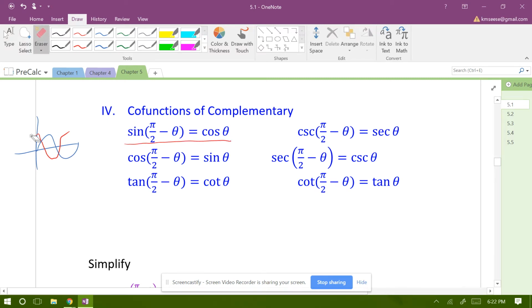It's the identity that sine of pi halves minus theta is equivalent to cosine of theta. Cosine of pi halves minus theta is equal to sine of theta. Tangent of pi halves minus theta is cotangent of theta. Secant of pi halves minus theta is cosecant of theta. And cotangent of pi halves minus theta equals tangent. So pause the video, make sure you have these also on your purple sheet.